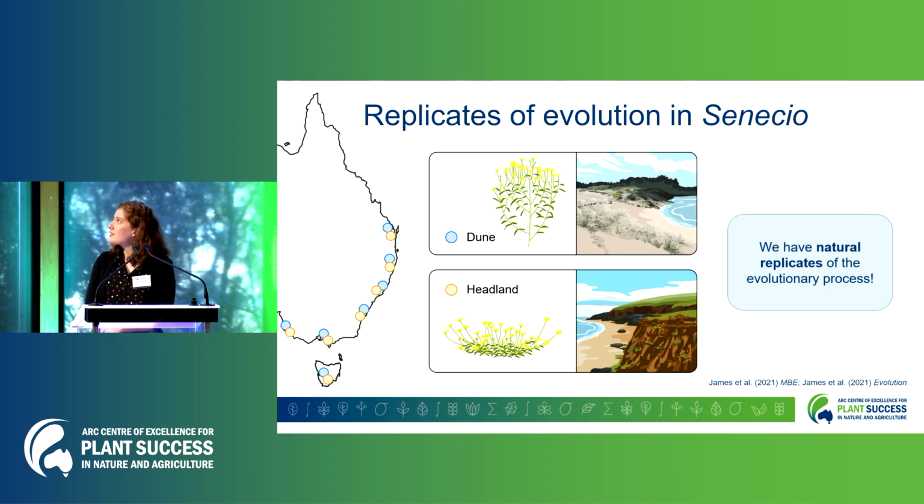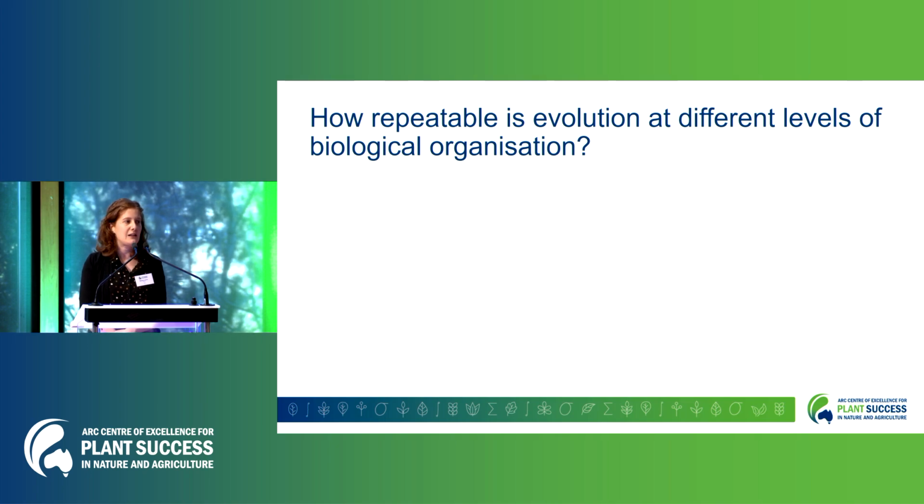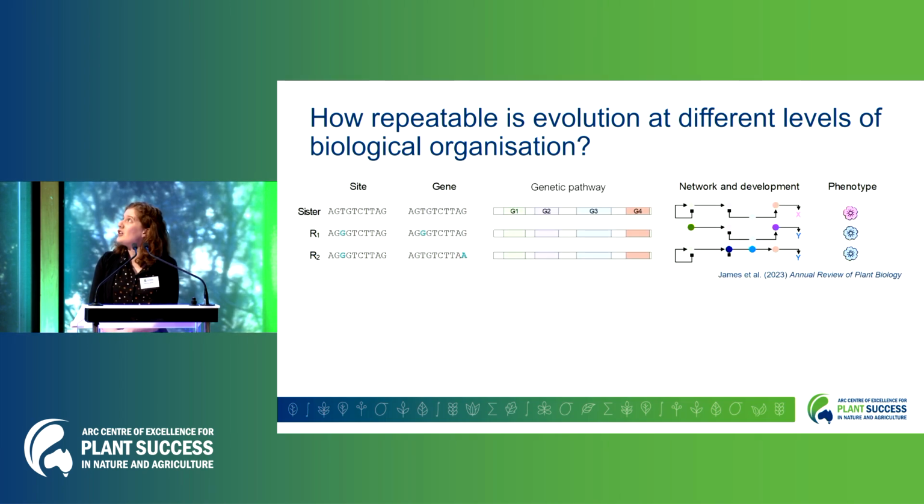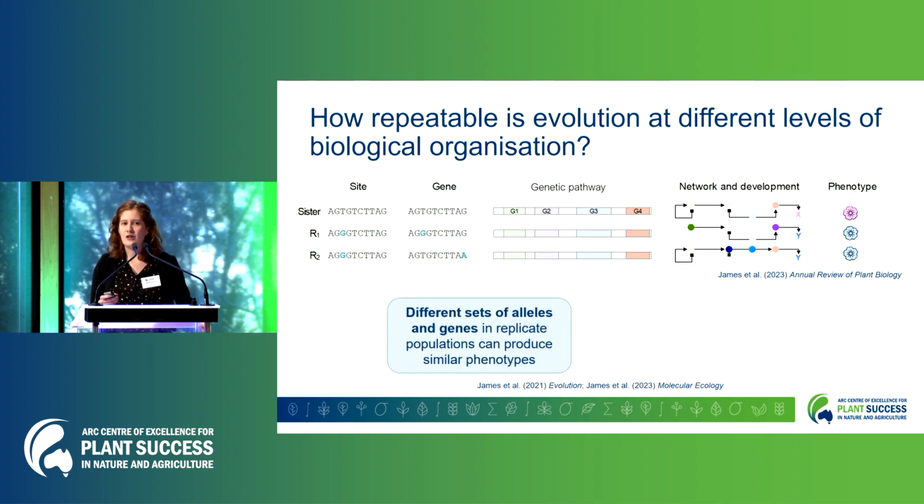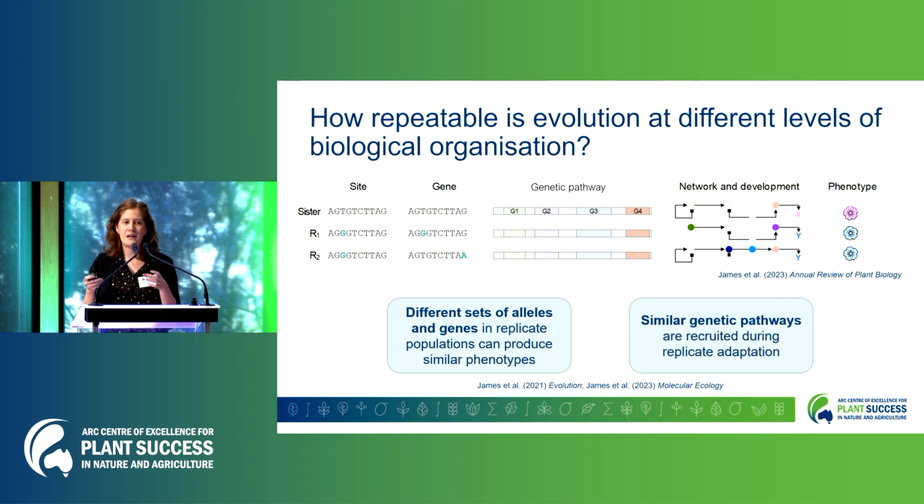So with these replicates, we've been asking how repeatable evolution is at different levels of biological organisation: the SNP, gene, genetic pathway, and network. And we are finding that each replicate population has adapted by a different genetic route. So each replicate is using a different set of alleles and genes to produce the same phenotype. However, there seems to be more repeatability at the level of the genetic pathway. So even though each population is using different alleles and genes, these belong to the same genetic pathways. So there seems to be more evolutionary constraint at the level of the pathway.